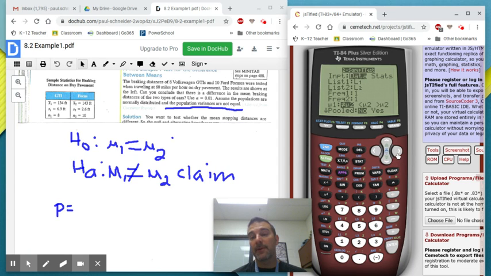For data, there's going to be one where you have data in your homework, so you can either use the lists or you can use one-variable statistics in your calculator to get those. I'm going to hit enter right here.